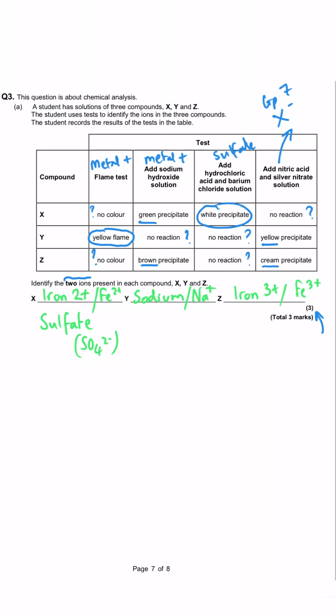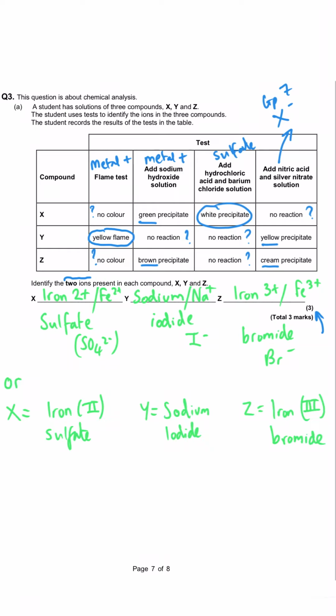And just watch how you write this. This is iodide for Y, not iodine. Really important. You'll be penalised if you write iodine. So iodide, which is I minus. And then for the cream precipitate, that is bromide, or Br minus. Again, we need the IDE. When the group 7 elements are ions, they are IDE.